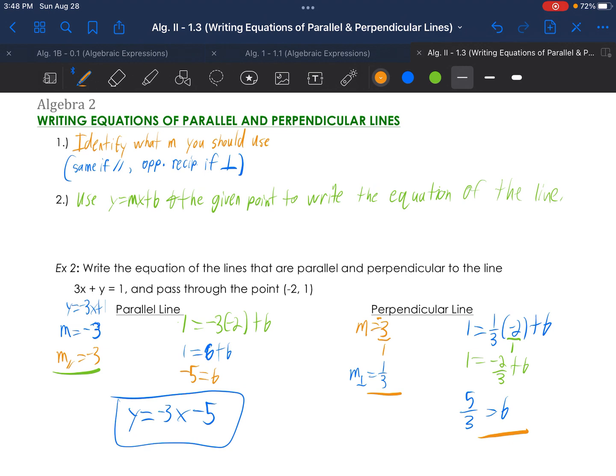So I have my m, I have my b, I can finally write my equation. y equals 1/3 x plus 5 over 3. And that is my equation that is perpendicular because it is the opposite reciprocal of the original slope. And it passes through negative 2 comma 1 because that's what we used when we found the b. You could also double check that it passes through that point if you want by plugging in negative 2 for x and making sure you get 1 back out for the y.